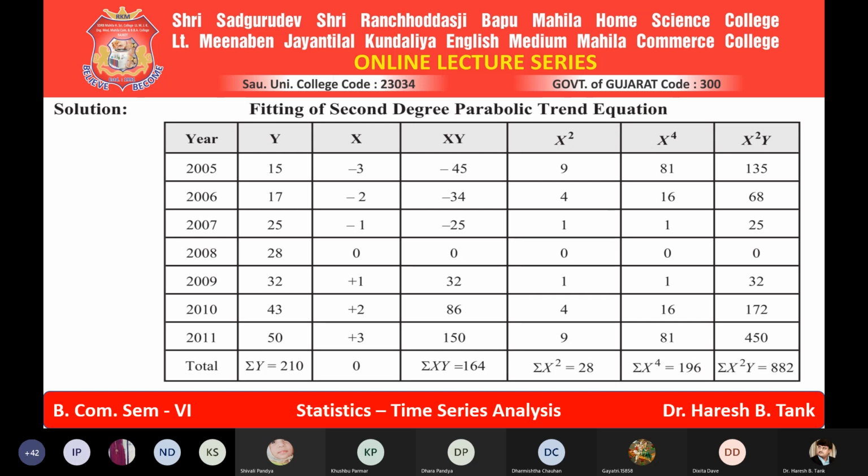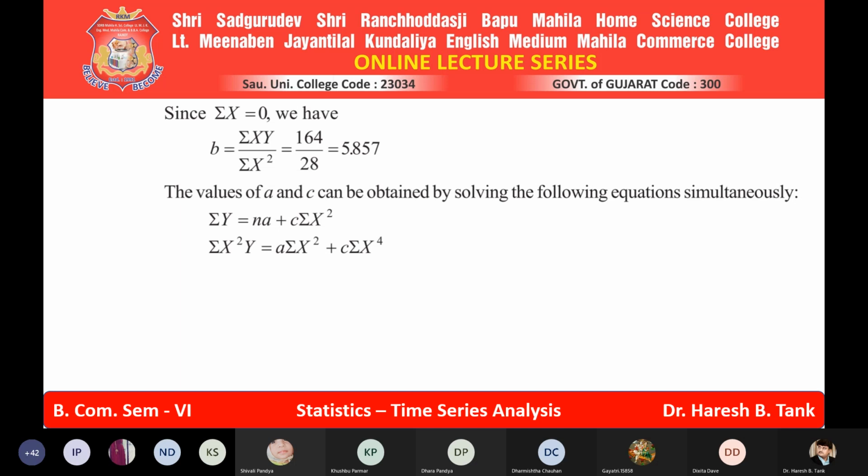Let me know once you get all these values perfectly. Since your summation of x is 0, we can get directly the value of b from the second equation, and the value of b is 5.857. Are you getting it?